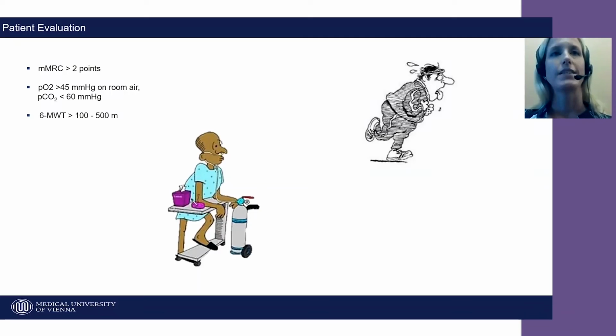Patients with a severe hypoxemia with a PO2 less than 45 mmHg on room air, or patients with a severe hypercapnia with a PCO2 more than 60 mmHg should be excluded from the valve treatment for safety reasons. Furthermore, the patient should have some level of preserved exercise capacity. The 6-minute walk distance should be between 100 and 500 meters. Patients with a 6-minute walk distance less than 100 or 200 meters can be reassessed after the pulmonary rehabilitation.